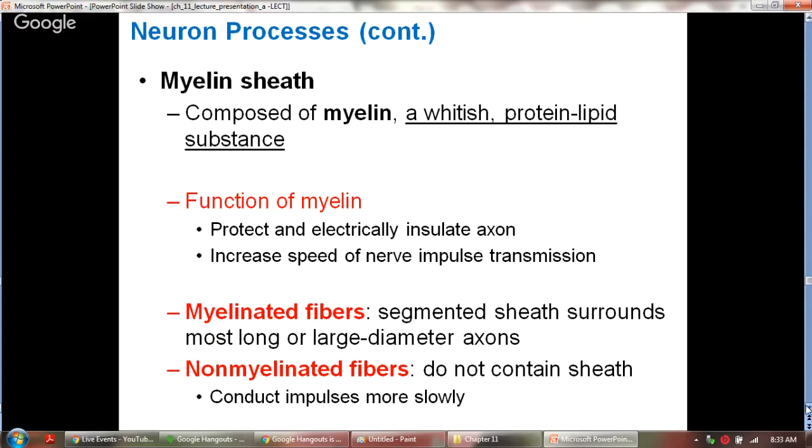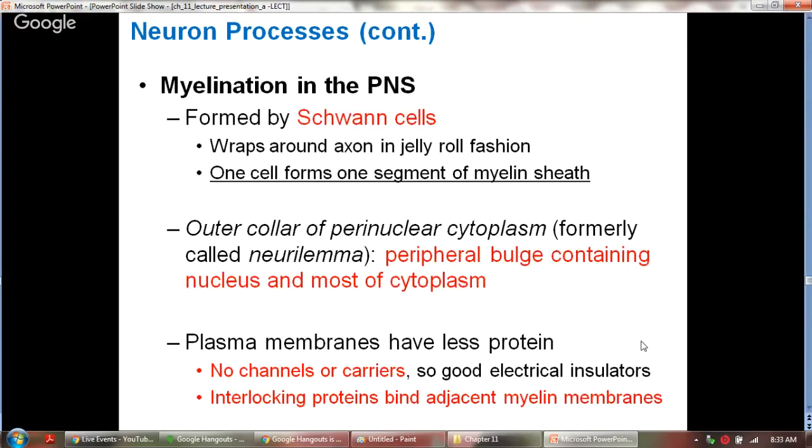impulses very fast. The myelination in the peripheral nervous system is formed by the Schwann cells. The Schwann cells wrap around the axon in a jelly roll fashion, where one cell forms one segment of the myelin sheath. Which means that for one nerve fiber, there could be several Schwann cells wrapping around the nerve fiber and forming the myelin sheath.